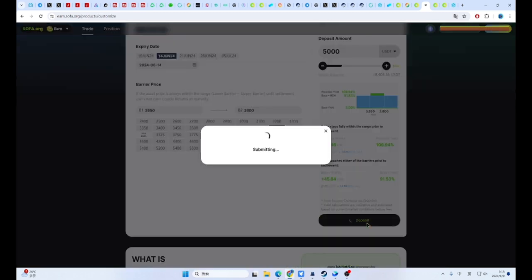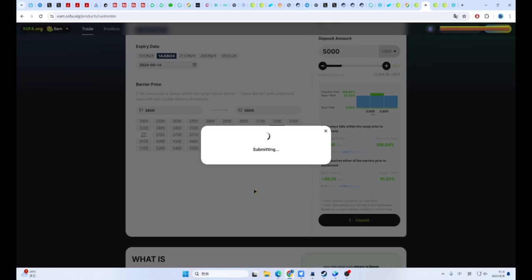Currently, only USDT is supported, not Ethereum or USDC. The official statement is that other currencies will be supported in the future, but USDT is currently the best option for hedging in the options market. Once confirmed in the wallet, the transaction is complete, and you can see it in the position section. If the funds are deducted from your wallet, it's successful.